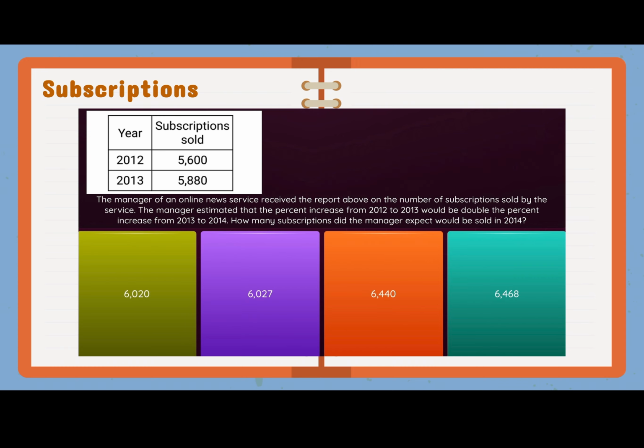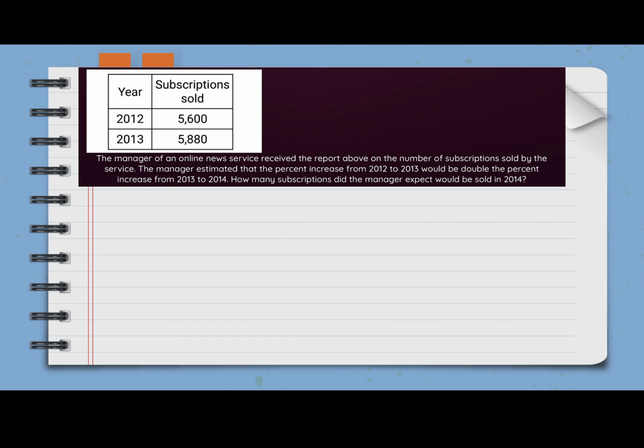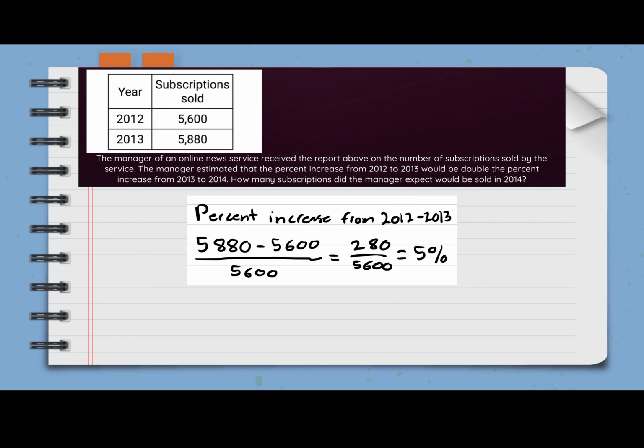Okay, the manager of an online news source received the report above on the number of subscriptions sold by the service. The manager estimated that the percent increase from 2012 to 2013 would be double the percent increase from 2012 to 2014. How many subscriptions did the manager expect would be sold in 2014? Okay, so the percent increase from 2012 to 2013, we can do the percent change formula.